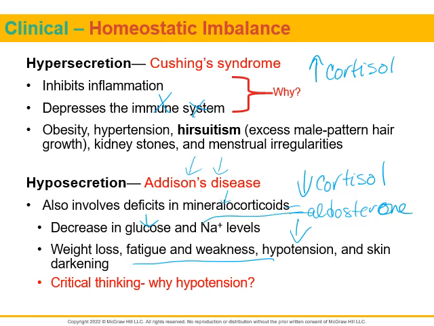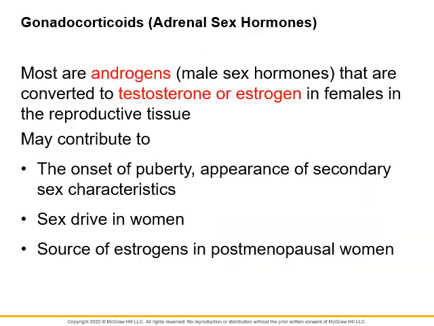The decrease in aldosterone means you see a decrease in sodium. That means you're also going to see a decrease in water. So that's going to lead you to hypotension, or low blood pressure. So just some things to think about. If you know how the hormone works, you know what's going to be wrong if you have too much or too little of that particular hormone.